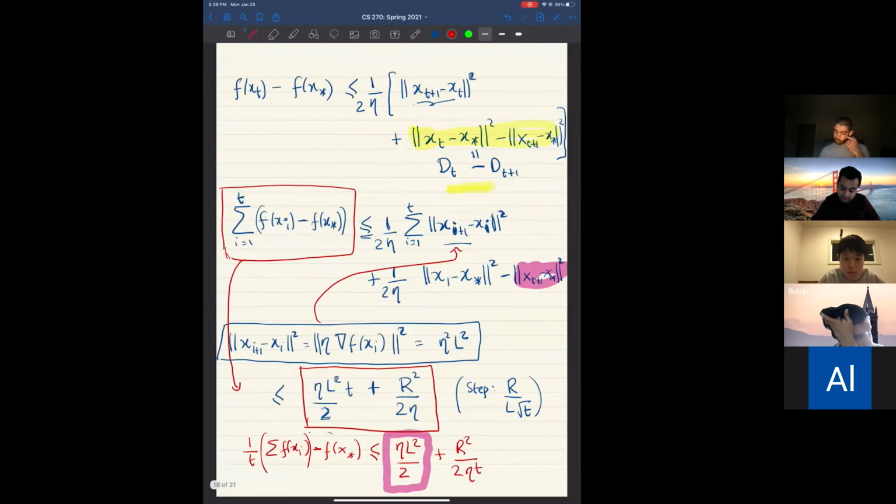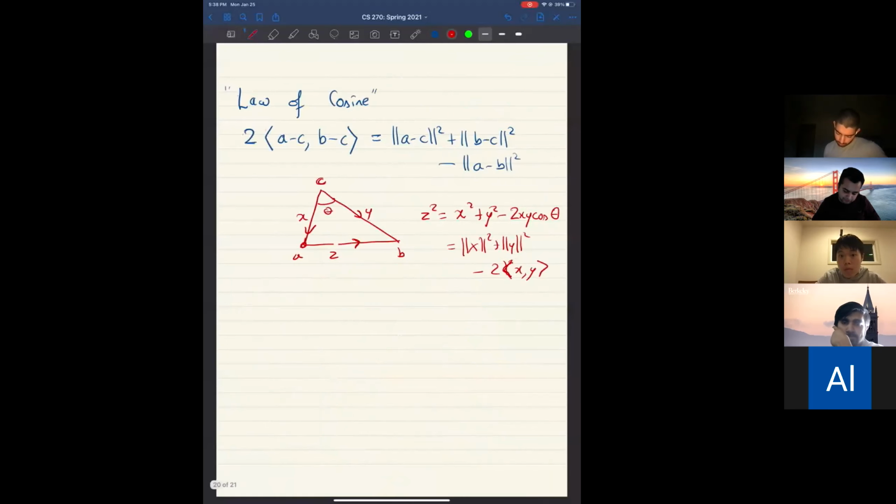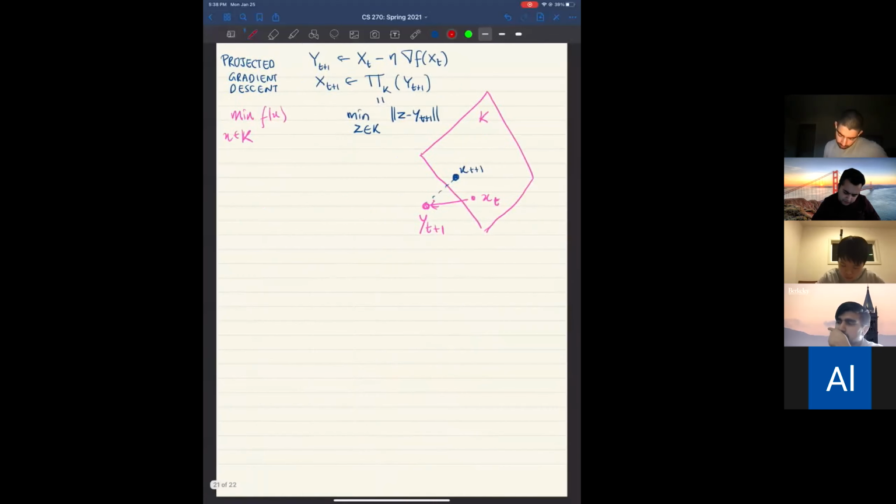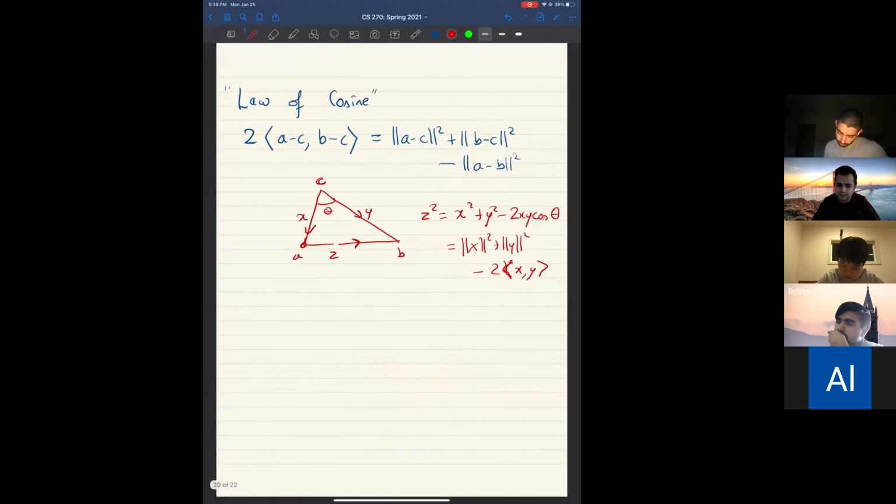You go back to the same proof. The rest is the same proof. Okay, so that's about all I wanted to say about the proof of gradient descent. Any questions on that?